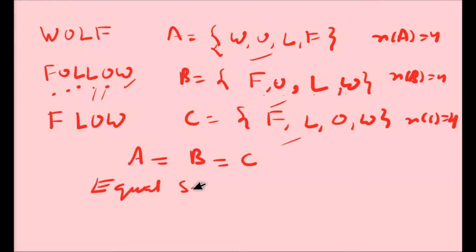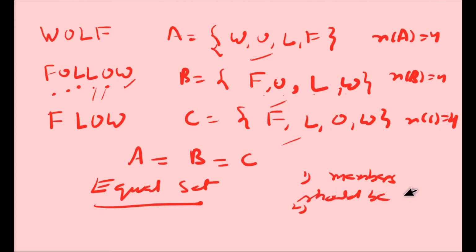So when sets are equal, the members should be equal. There are two conditions: the members should be the same, and n(A) will be equal. So this way, if all the members are equal and also the total number of members is equal, then we can say these are equal sets.